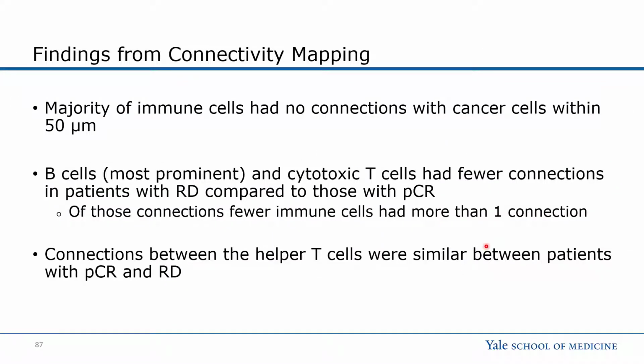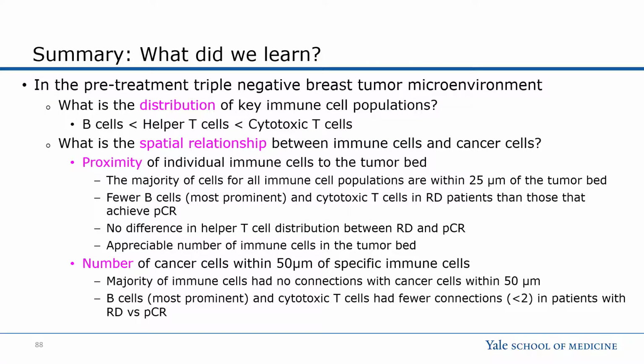So what are our findings here? The majority of immune cells had no connections with cancer cells within 50 microns. B cells and cytotoxic T cells have fewer connections in patients with residual disease compared to those with PCR. So of those connections to the cancer cells, fewer immune cells had more than one connection for those patients with residual disease. And connections between helper T cells were similar between the patients with PCR and residual disease.